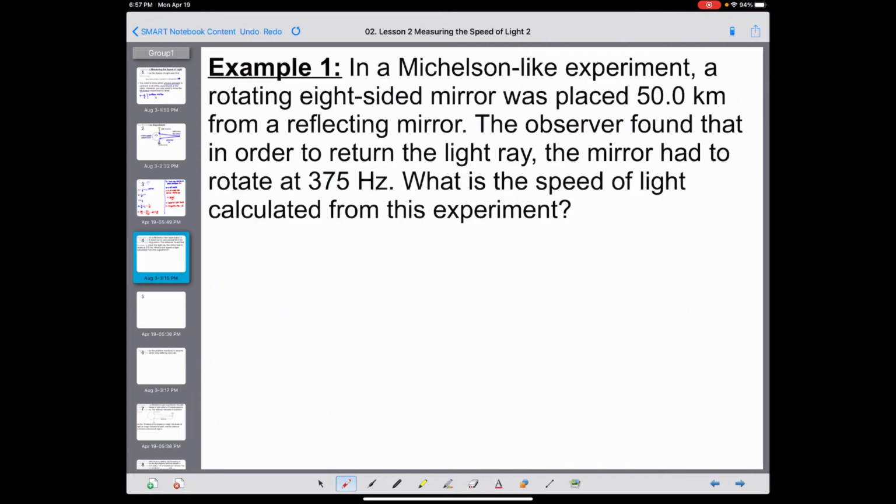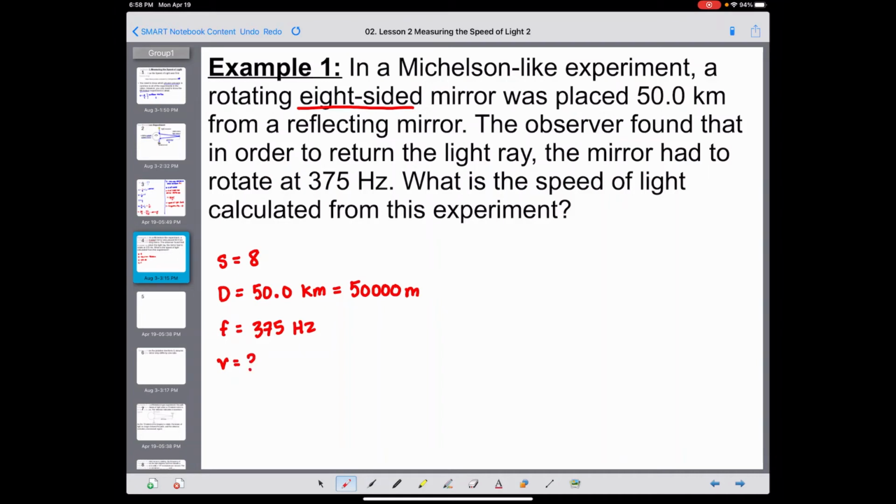So let's do an example to see how to actually use that equation. In a Michelson-like experiment, a rotating 8-sided mirror, so S is 8, was placed 50 kilometers from a reflecting mirror. So the distance between the mirrors, which we're calling capital D, is 50 kilometers. Make sure to convert that to meters though, so 50,000 meters. The observer found that in order to return the light ray, the mirror had to rotate at 375 hertz. What is the speed of light? You can call that V, or you can call it C.